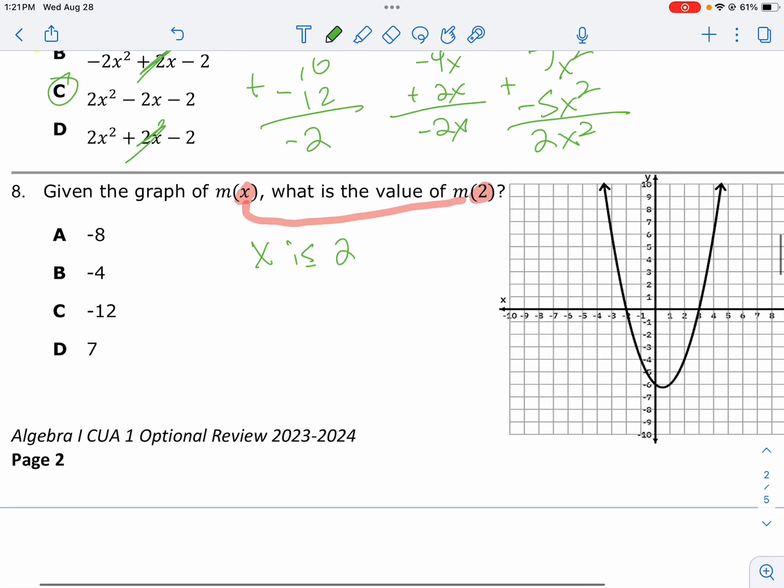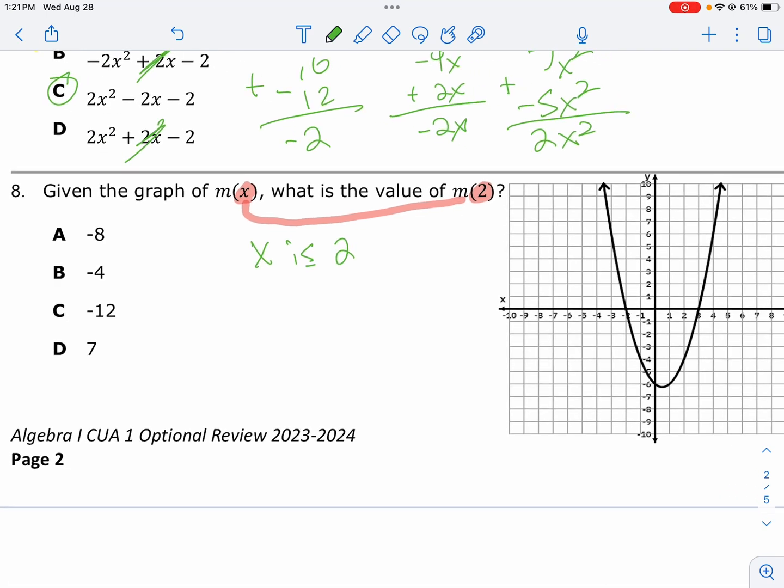So some of you are struggling with this. This is what I want you to do. I want you to be able to go and find x is 2, follow it down or up until it hits the picture, which it hits right here, and figure out what the point is. The ordered pair where that hits is at 2, negative 4. Therefore, the answer is negative 4.